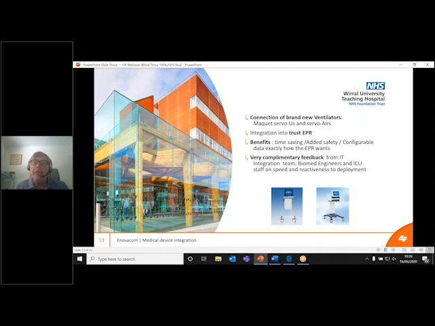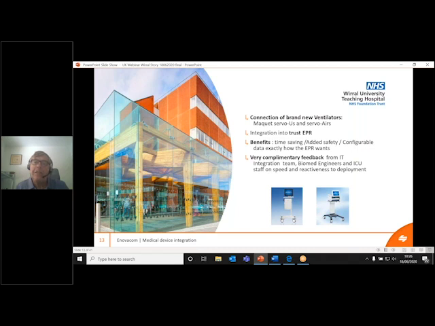And so we had an issue where our current supplier, Cerner Millennium, could not connect to these new Mache devices, even though as part of their OBS response, they had said that they could.